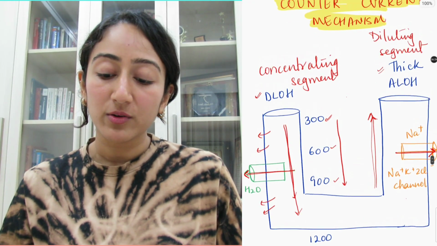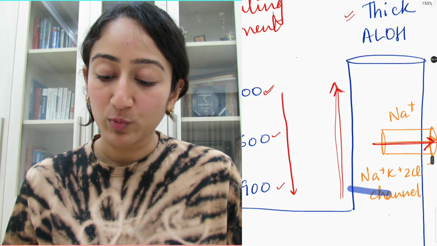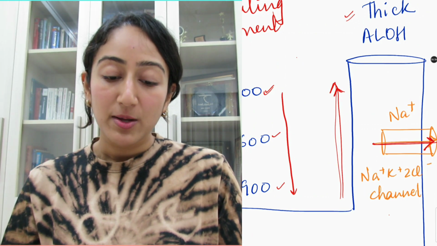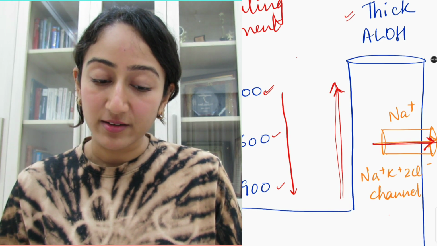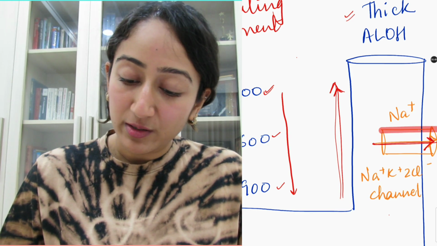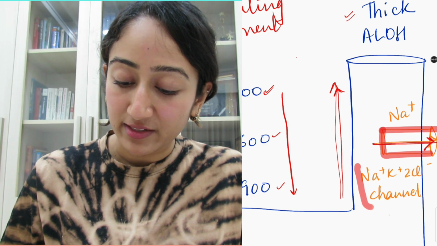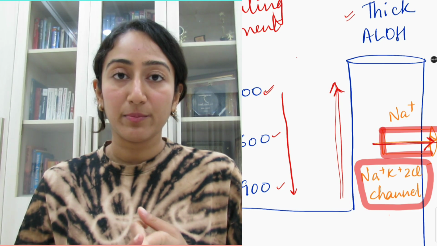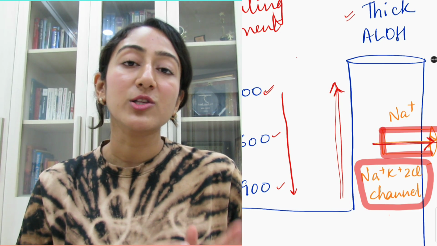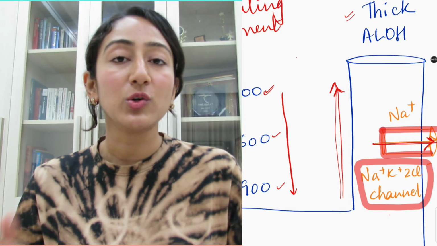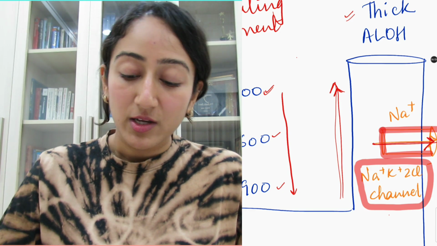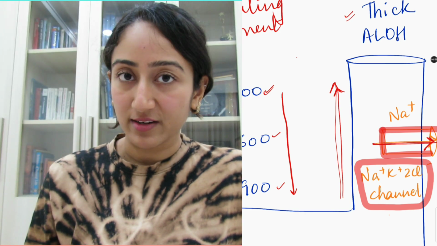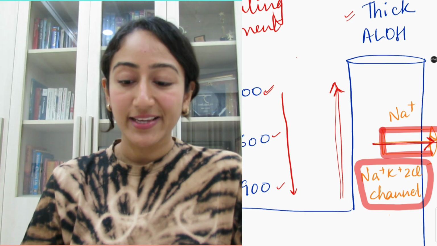I do want to talk about this special channel in the ascending loop of Henle. As I said, the ascending loop of Henle is permeable to sodium, but there is a very special channel here which is called your sodium potassium 2 chloride channel. Okay, so your sodium potassium 2 chloride channel. So not only sodium but potassium and chloride are also reabsorbed via this channel, right? And we have a very important drug which actually inhibits this channel and is used for hypertension. Can you guys guess what it is?